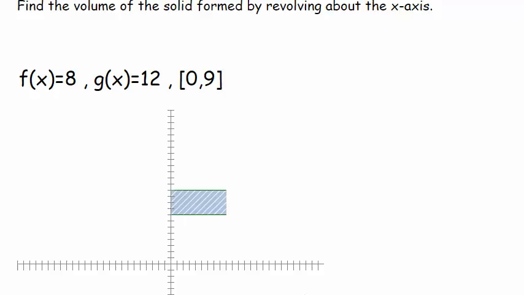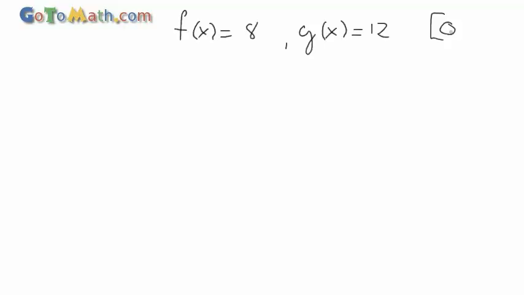Let's move over into the class. Everybody gather around. All right, let me just go ahead and write these functions down here. So f of x is equal to 8, g of x is equal to 12, and then we're on this interval between 0 and 9. 0 and 9. All right.